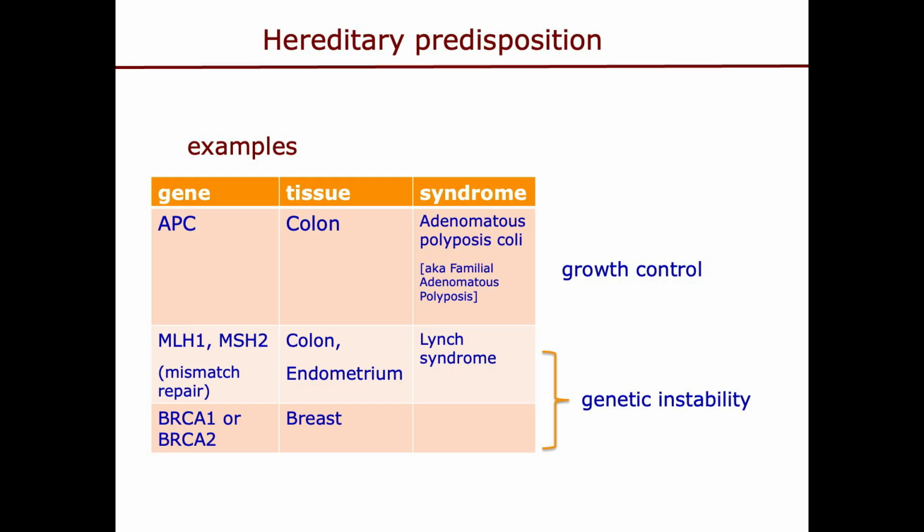Finally, we have hereditary breast cancer predisposition. The two best known genes involved in this are BRCA1 and BRCA2, named of course because this is the way they were discovered.